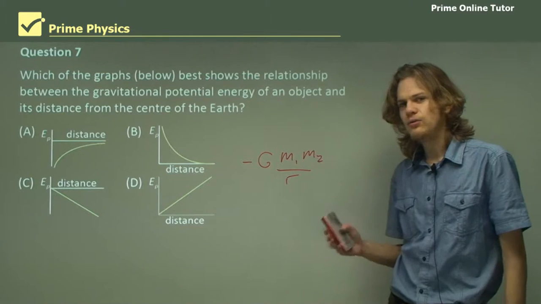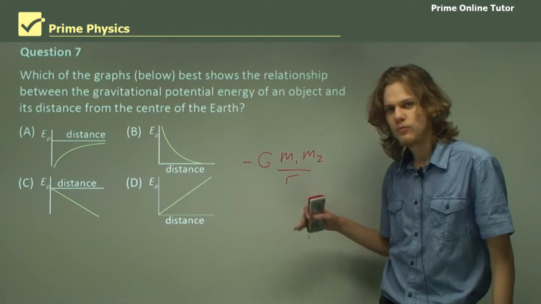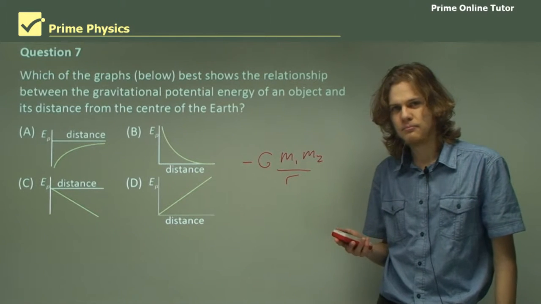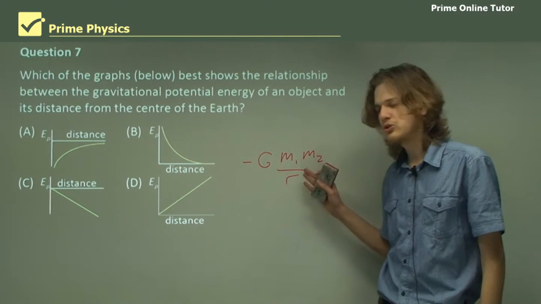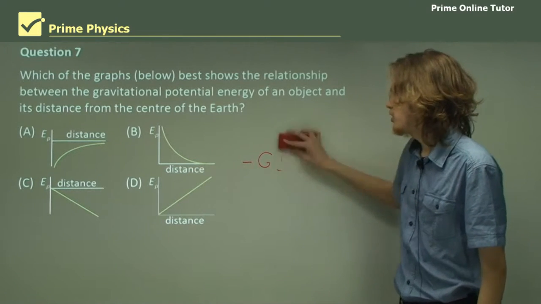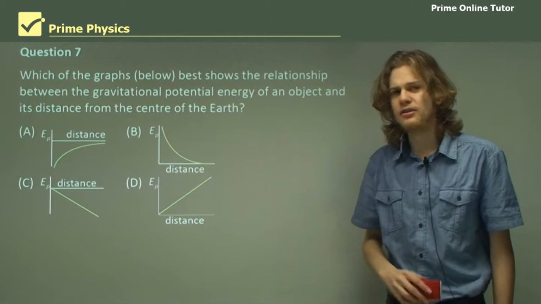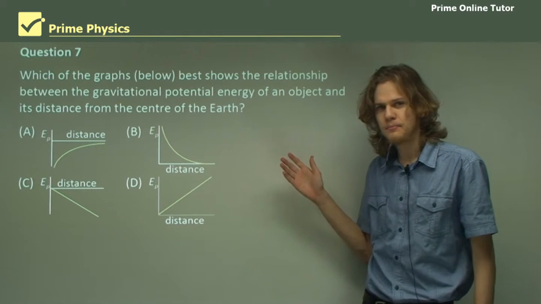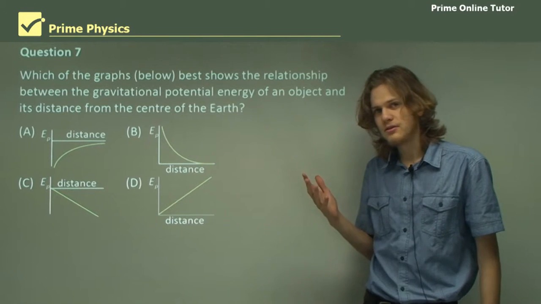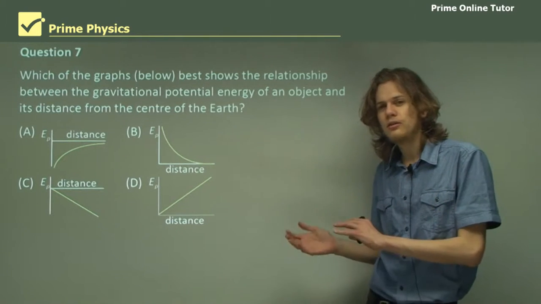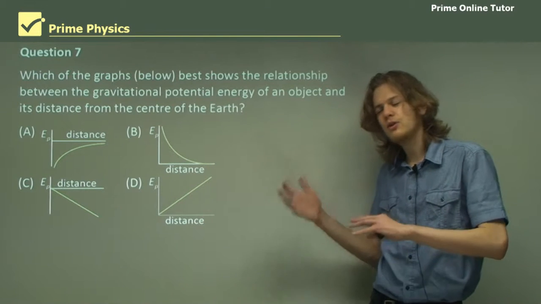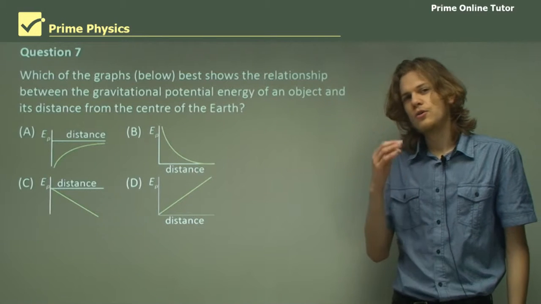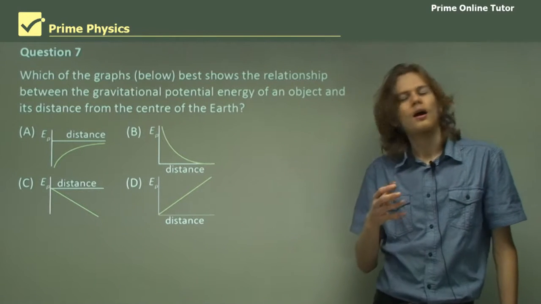So obviously, if we have 1 over r, or a constant over r, then we're not going to get a straight line. That would happen if it was proportional to r. So right away we can rule out options C and D. Our other two options are A and B, right? In both cases, the gravitational potential energy of the object is slowly approaching 0 as we get closer and closer to infinity. So this is right. If we get close to infinity, then we get closer to 0 gravitational potential energy.